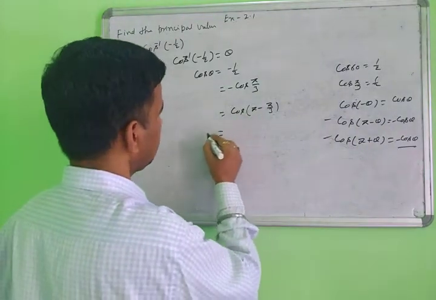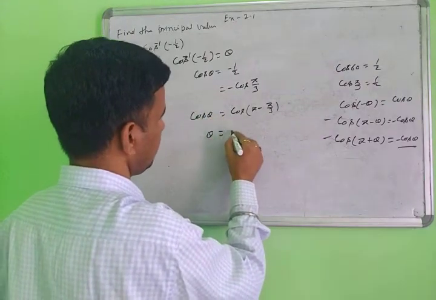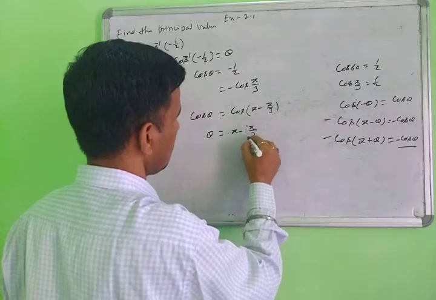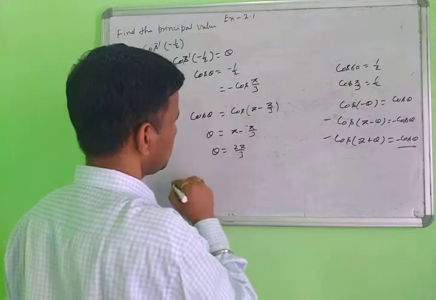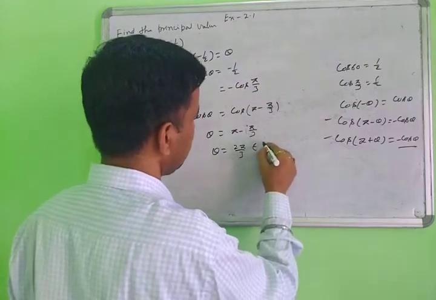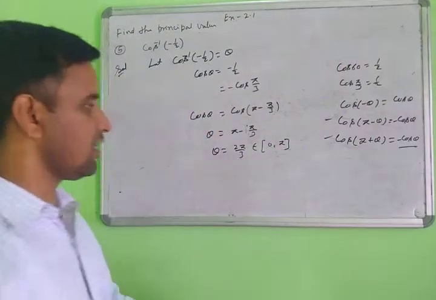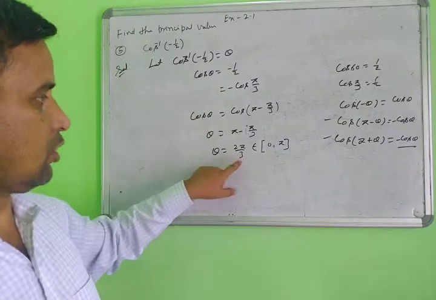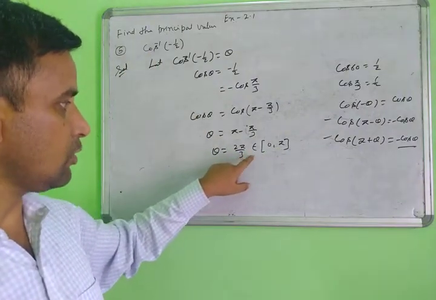And now, what is the value of the cos here? This is cos theta, which means theta here is pi minus pi/3. So solving it, we get 2 pi by 3. What is the value of theta? 2 pi by 3. This belongs to the closed interval 0 to pi. This is the principal range of cos inverse x, cos inverse theta: 0 to pi. This is the principal range. And this is also belonging to 2 pi by 3.